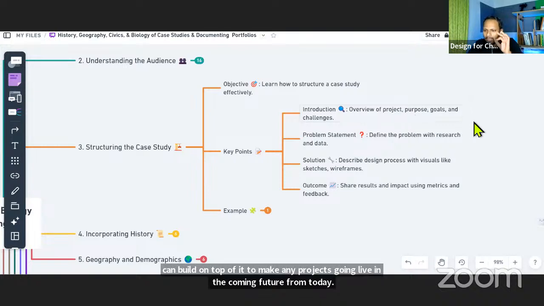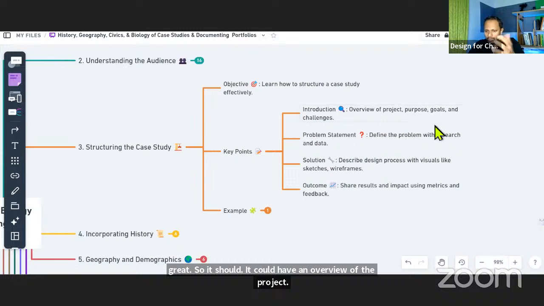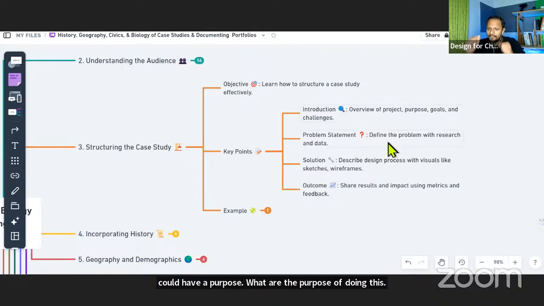So it could have an overview of the project. It could have a purpose. What is the purpose of doing this? What are the goals? What are the challenges? You have to define that problem statement with research and data. And you can provide a solution with a lot of sketches or wireframes or maybe 3D models or renders, anything if it's a physical product. And make sure you show the metrics.